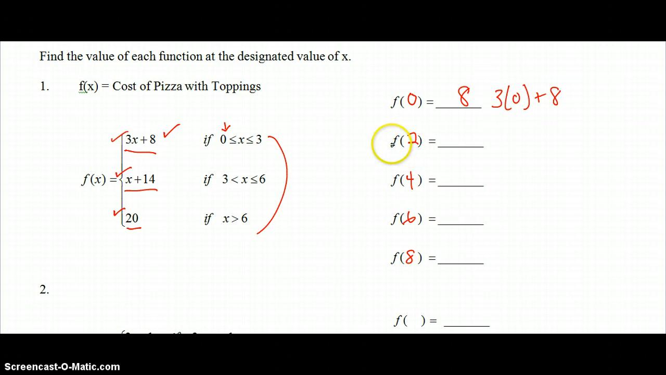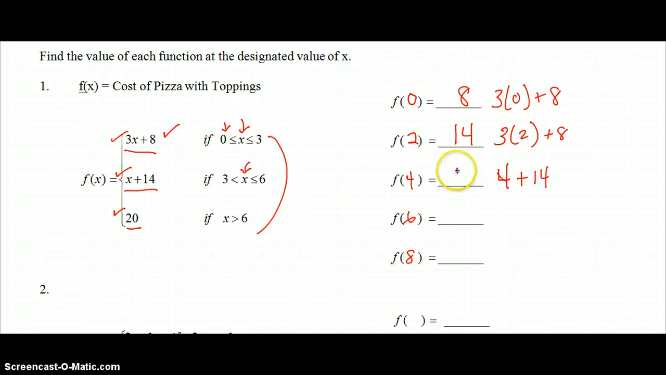The second one, f of 2, will also fall in that domain. So we're still going to use that same equation, 3 times 2 plus 8, and in this case, the total will be 14. Now in our next example, f of 4, when x is 4, falls right in here. So we're going to use the x plus 14 equation, so 4 plus 14, or 18.